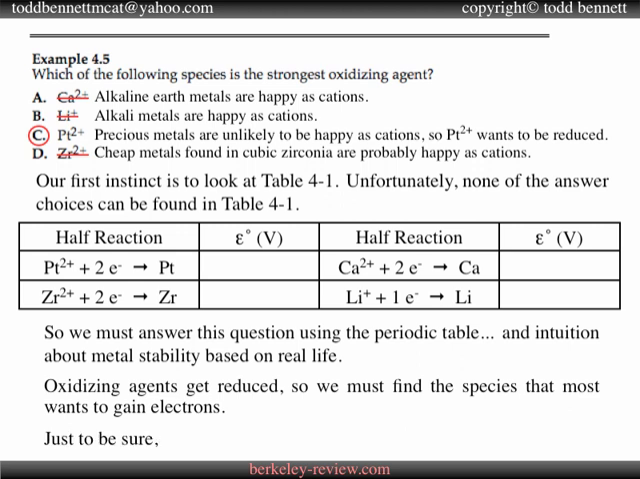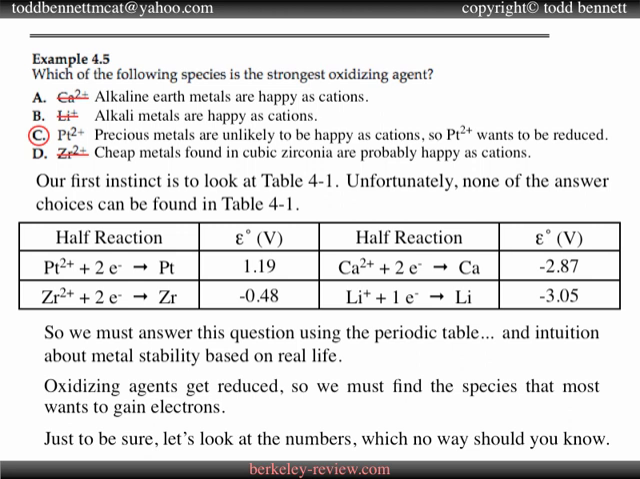They'd probably give you the numbers, so let's go ahead and be sure with it. Here are the numbers if they were entered in table 4.1, and sure enough, Pt2 plus is the only positive one for being reduced, meaning Pt2 plus is your strongest oxidizing agent. So this question, a test skills question, is about developing the ability to attack questions on the test.